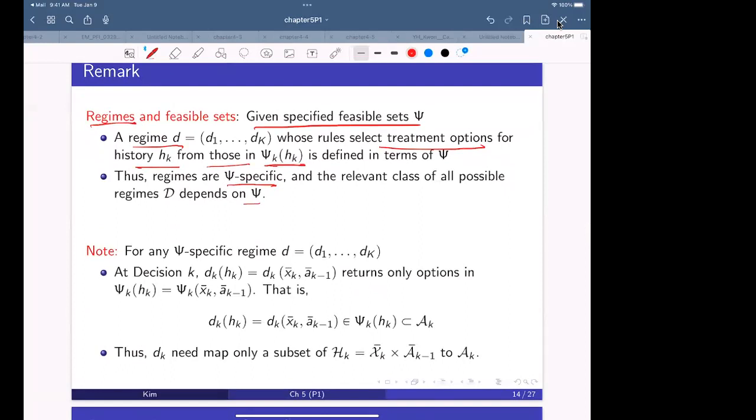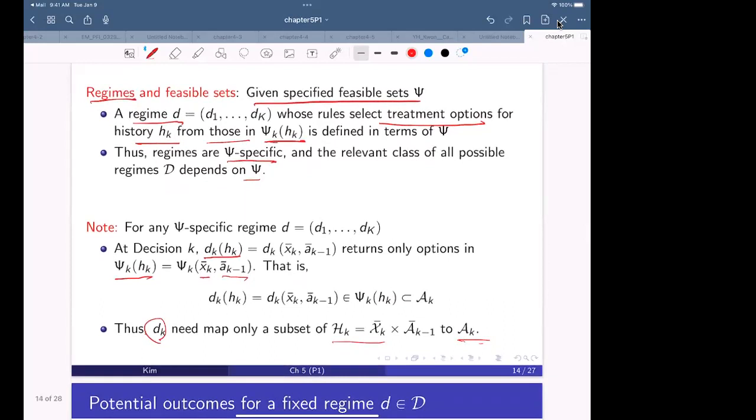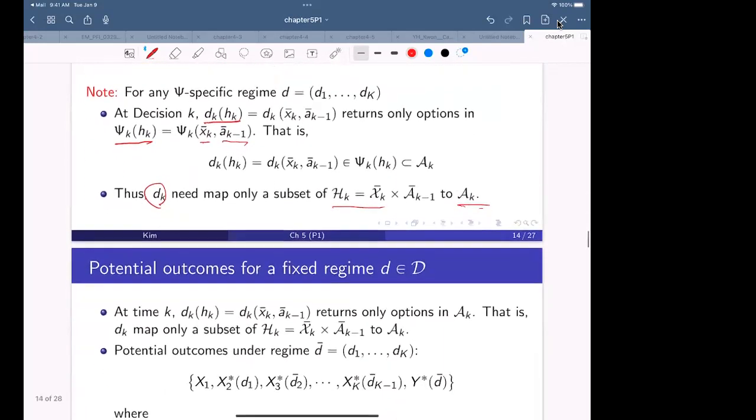And a psi specific regime: the decision with history HK returns only options in psi K of H, which is a function of x bar k and a bar k minus 1. So that means T K needs to map only to a subset of A K.